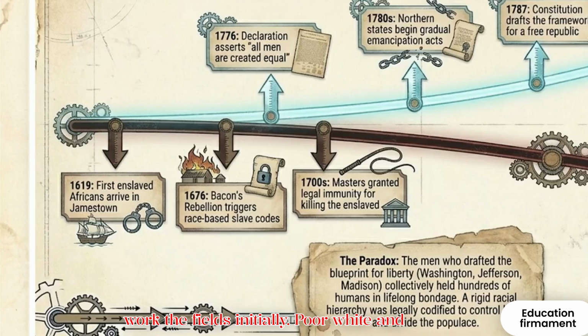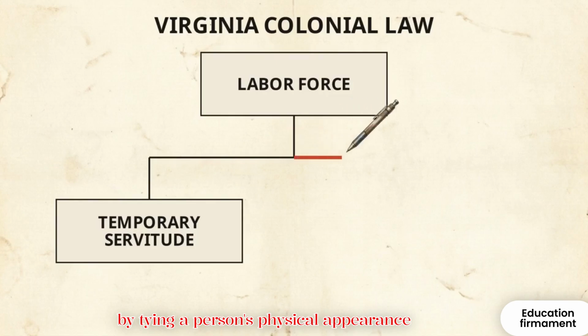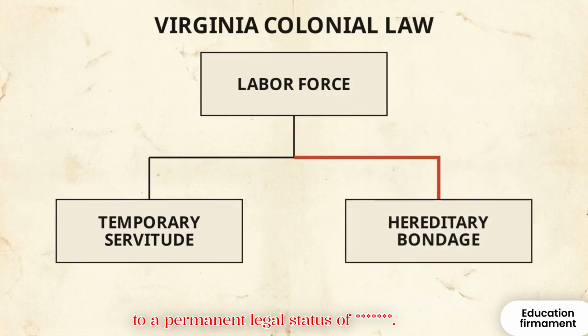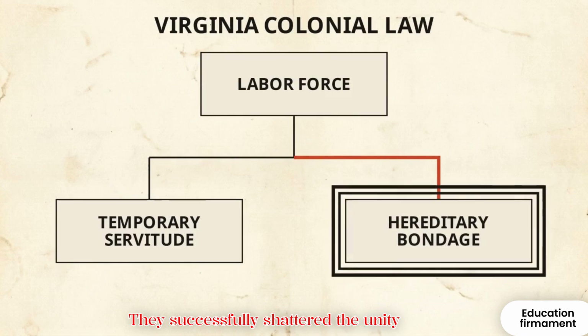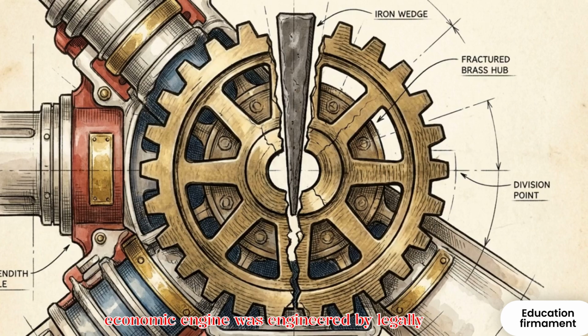Initially, poor white and black laborers worked side by side, but after they united to burn Jamestown during Bacon's Rebellion in 1676, the ruling planter class made a calculated legal choice. They codified hereditary slave codes based strictly on skin color. By tying a person's physical appearance to a permanent legal status of bondage, they successfully shattered the unity among poor laborers. The nation's early economic engine was engineered by legally dividing its people.